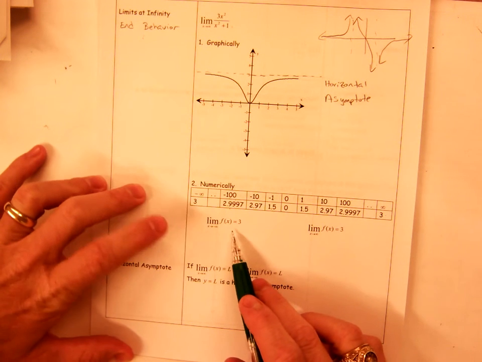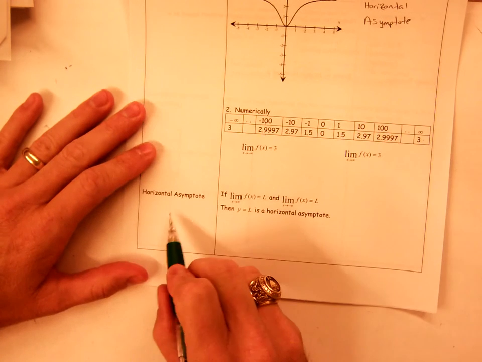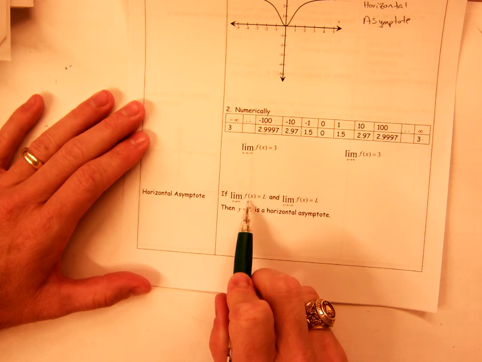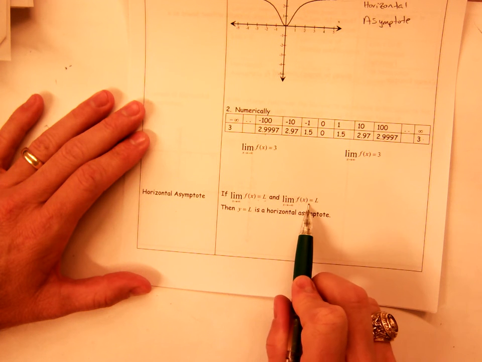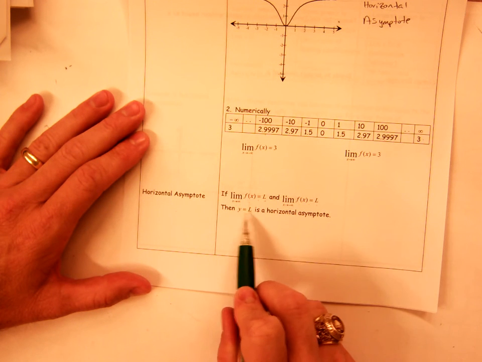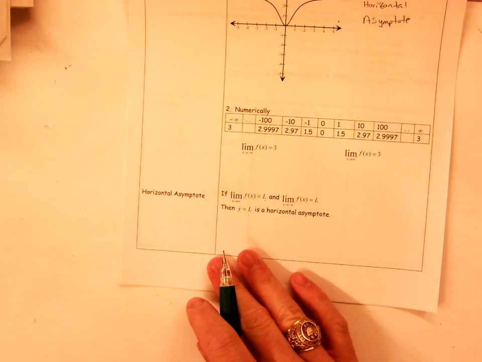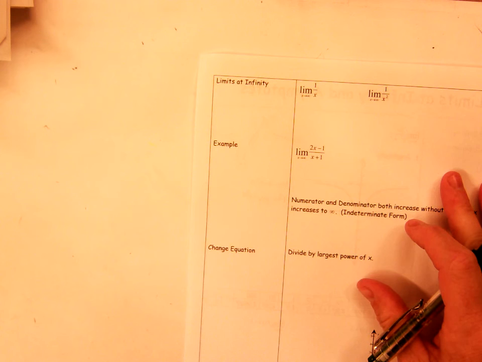So has everybody got the big idea of how we do these things? Okay. So here is the definition of a horizontal asymptote. Can y'all see this? If the limit as x approaches infinity of f of x equals some number, and the limit as x approaches negative infinity equals some number, then that number is a horizontal asymptote. That's mathlish for all of that, and I think y'all have a pretty good idea what a horizontal asymptote is already. All right, limits at infinity.